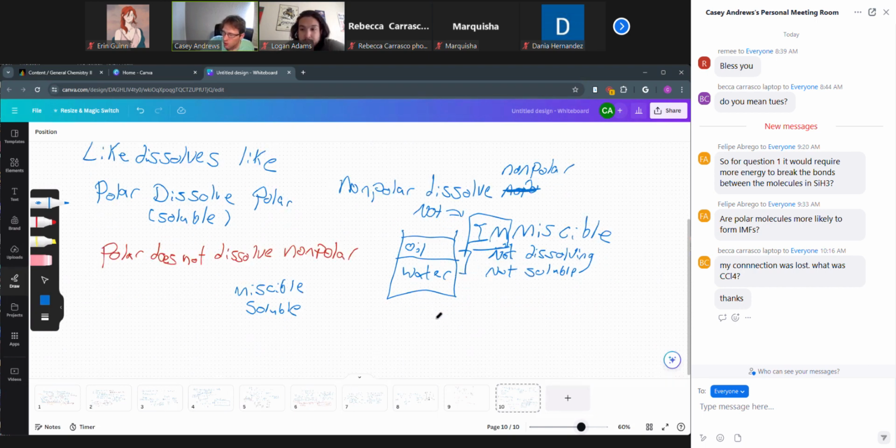The reason is that they have different IMFs. Remember, oil is nonpolar, so if you didn't know, oil is nonpolar. Nonpolar molecules only have dispersion.